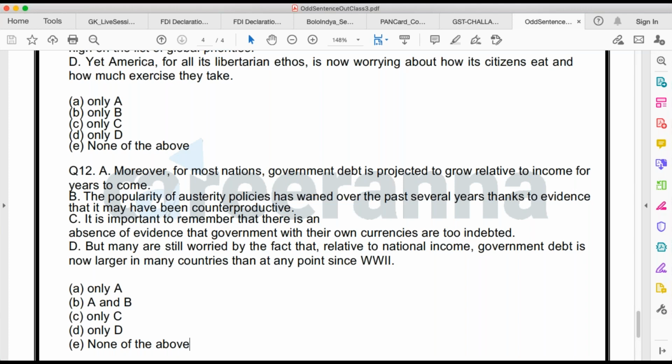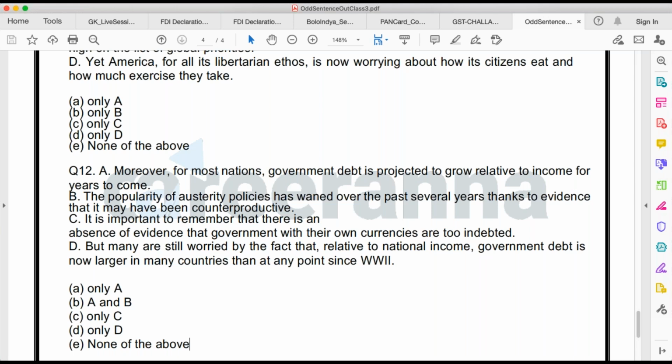Yes, Vani, the sequence will be C, D, and A. Saloni, do you agree? Do you understand it now? My odd sentence out here is sentence number B, because it is talking about austerity policies in general and them being counterproductive. But A, C and D, they are talking about the downfall.